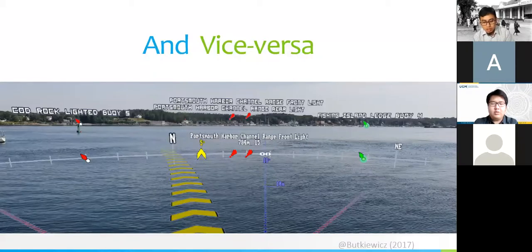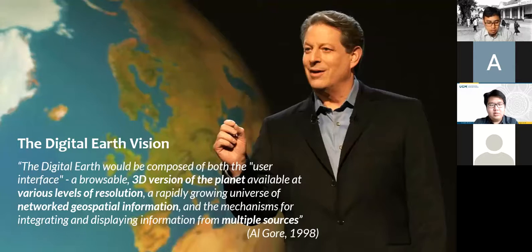So we can actually put you into the digital world, and of course you can also put the digital world into you using augmented reality. We can see the border, we can see for example the nearest harbor and other ships. And this is one of the promising aspects of augmented reality. We can actually see the unseen and visualize the things that are not normally visible by our eyes. So I'm at the end of my presentation. I just want to present the digital earth vision, a browsable 3D version of the planet. Yeah, available at various levels. So this is a vision of digital earth by Al Gore back in 1998, and it is very relevant now.